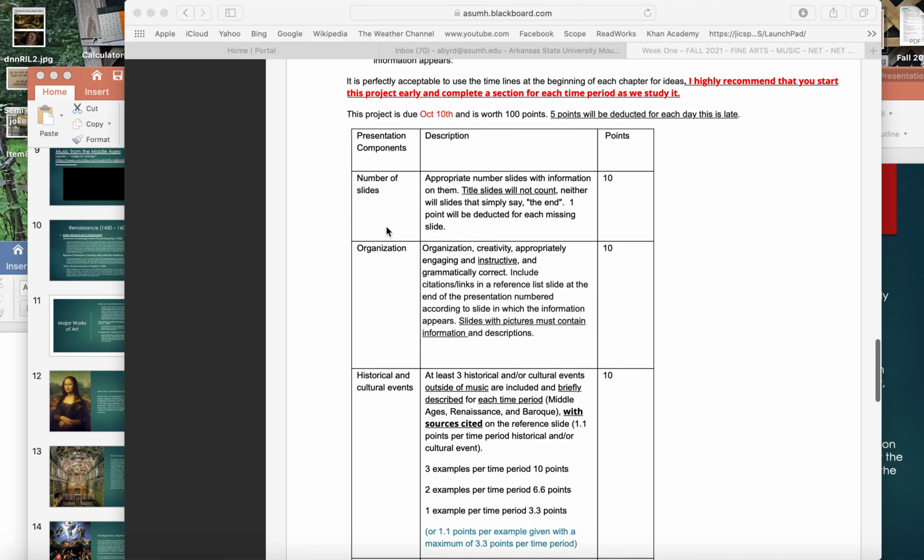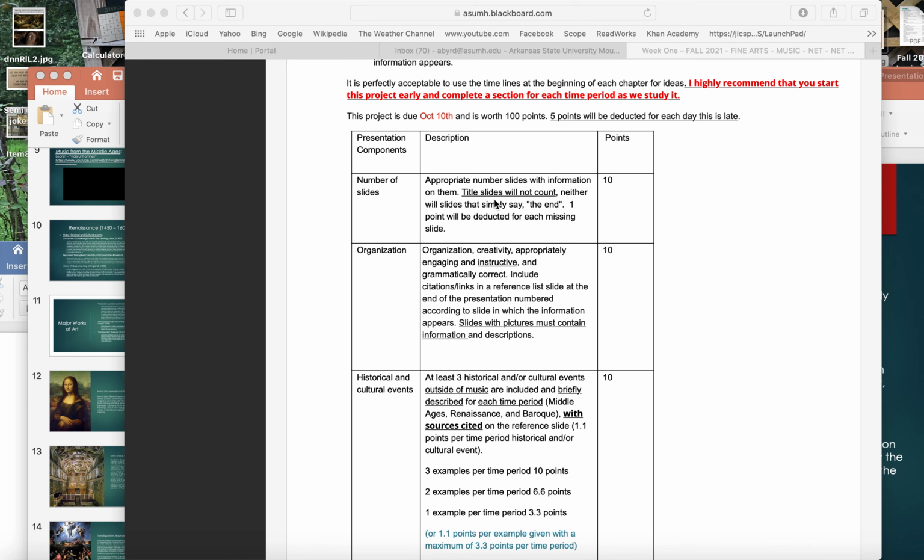Oh, and I will mention this. Number of slides: title slides do not count in the count of slides. So if you just have the history of Western music and that's all you've got, that slide does not count. If you want to put a title slide in between each section that says Baroque period, Renaissance, whatever, it's fine to do that, but the title slides do not count.